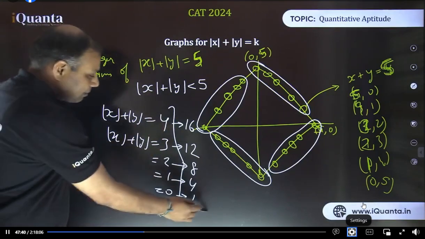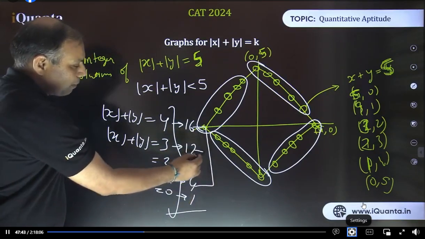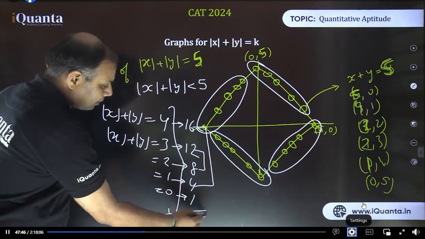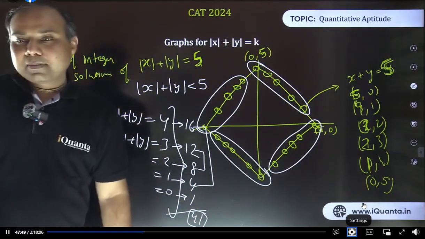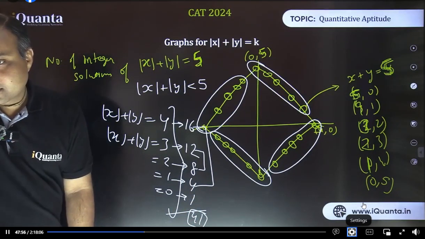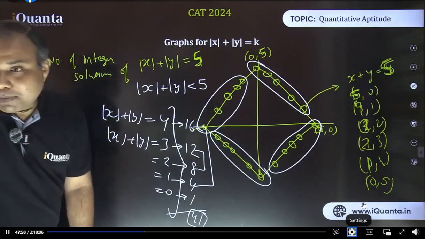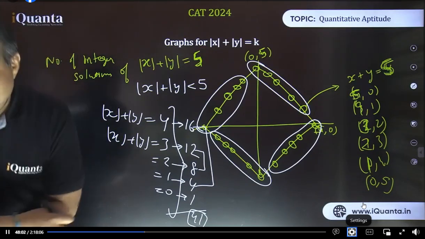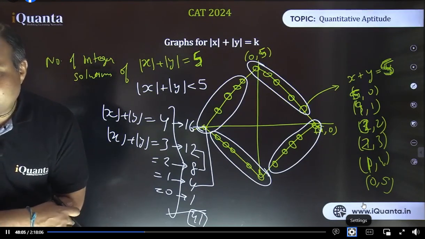So now we can simply add them. It's not difficult. 16 plus 4, 20. 12 plus 8, 20. So 20, 20, 40, and 1, 41. Is it fine? ये special case हो गया, okay? Is it clear to everyone?